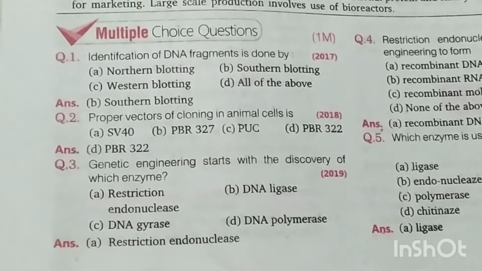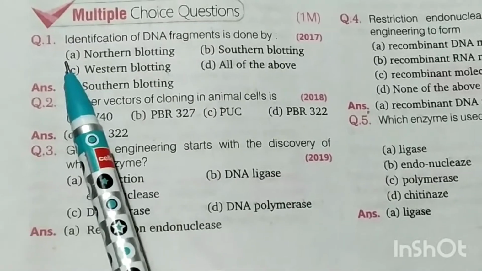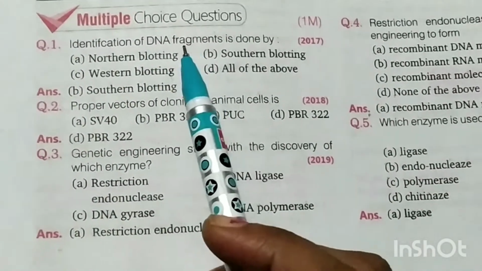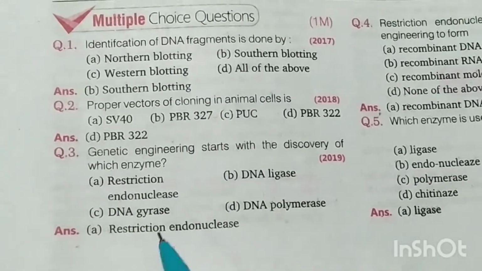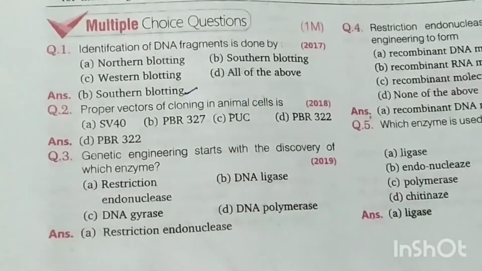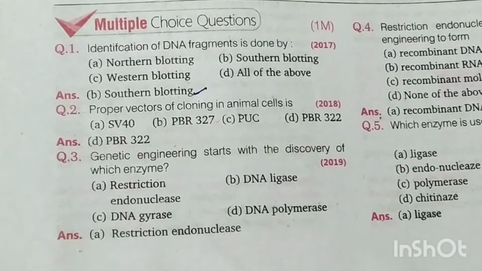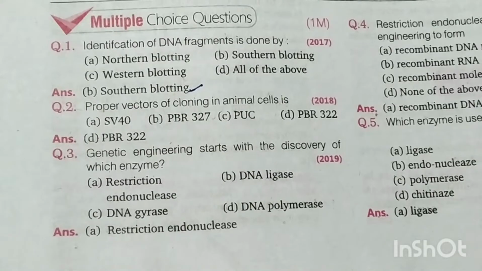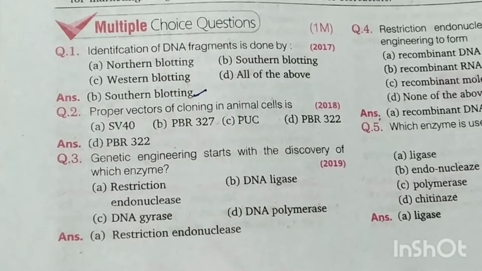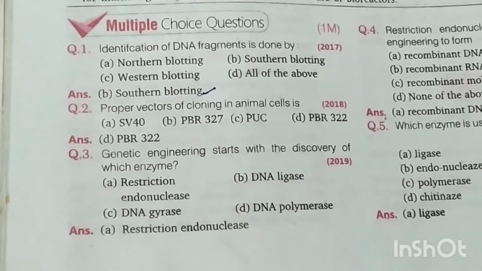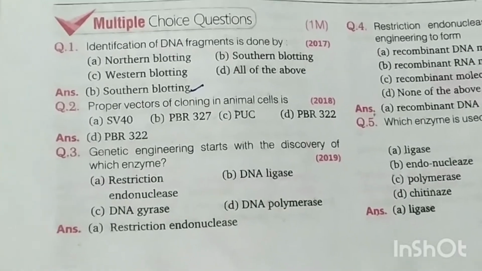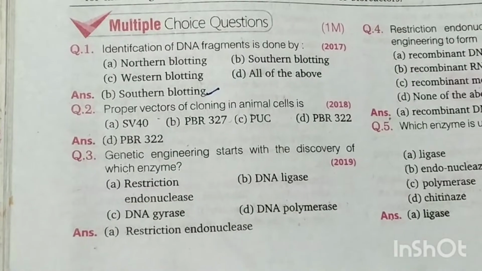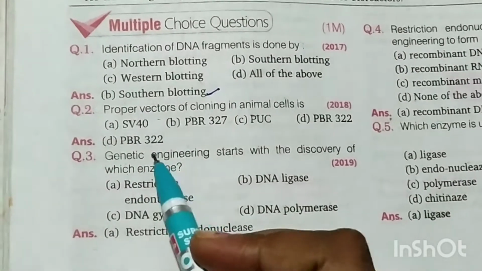Let's discuss the first question: identification of DNA fragment is done by. So identification of DNA fragment is done by Southern blotting. Here the DNA fingerprinting also depends on, or we can say it is based on, the Southern blotting technique. इसलिए आपको ये ध्यान रखना है.